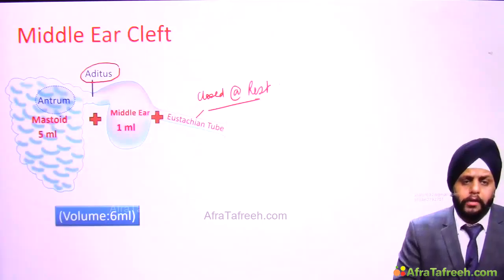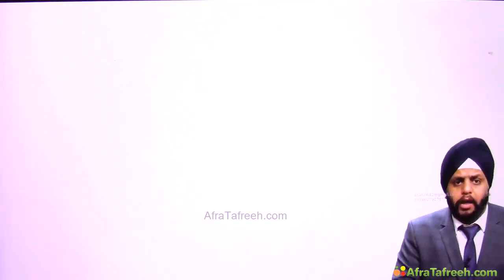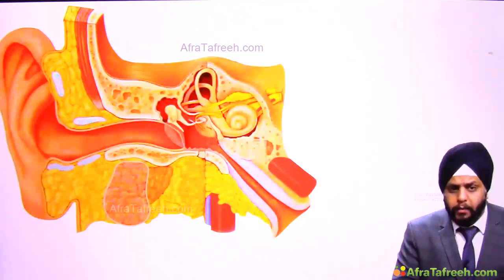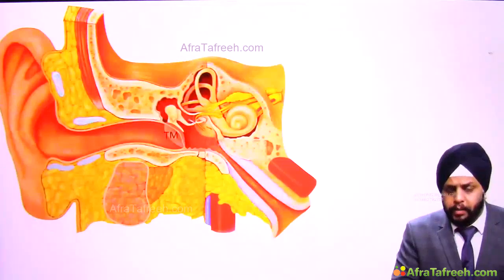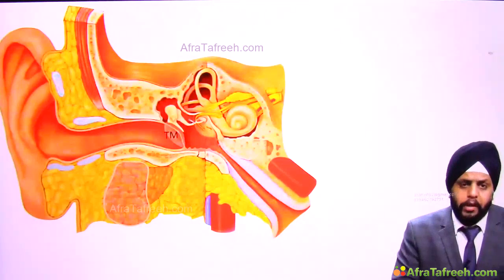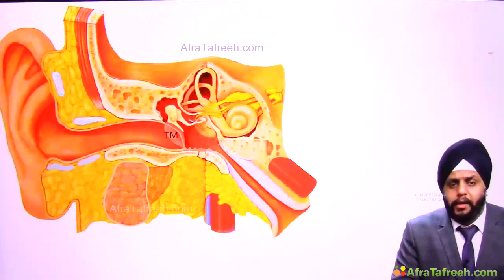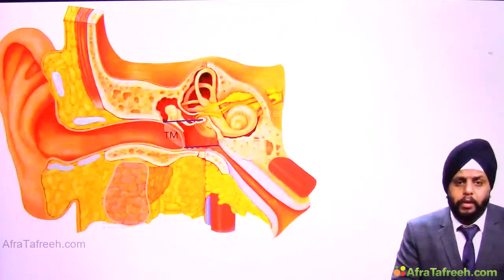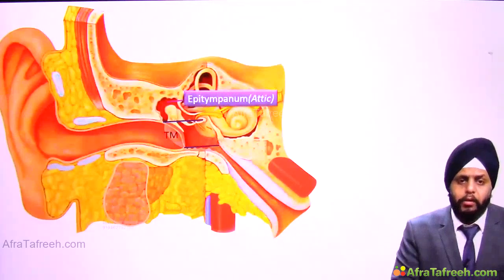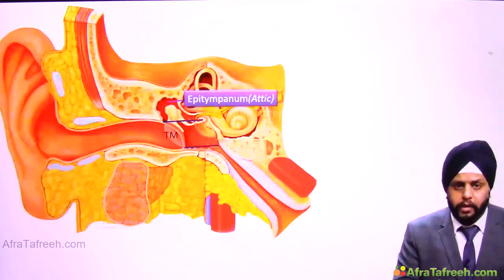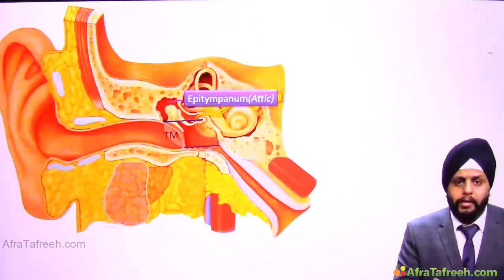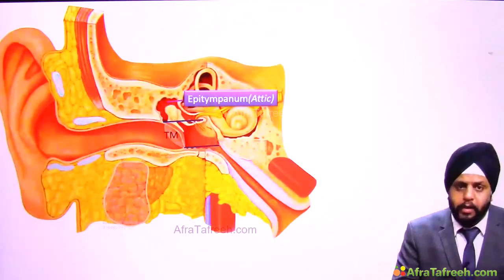With this knowledge we come back to this diagram of the middle ear. We have already discussed the tympanic membrane. Just look at this tympanic membrane. It divides the middle ear cavity into 3 parts. The part above the tympanic membrane is known as epitympanum. We can also call it attic. You know what is attic? Attic is the uppermost part of the house. So over here attic is the epitympanum, the uppermost part of the middle ear.